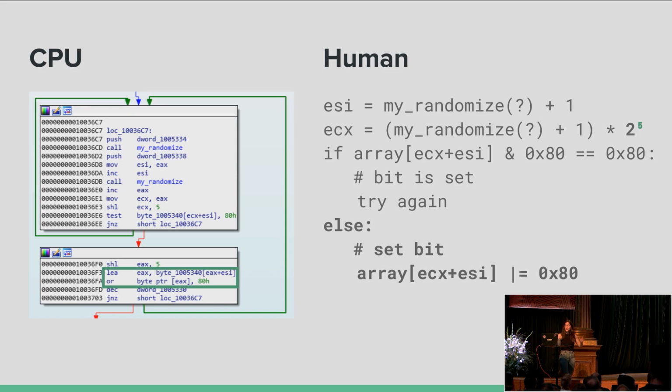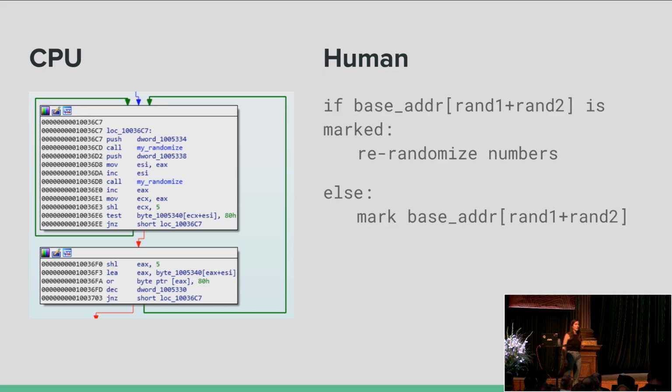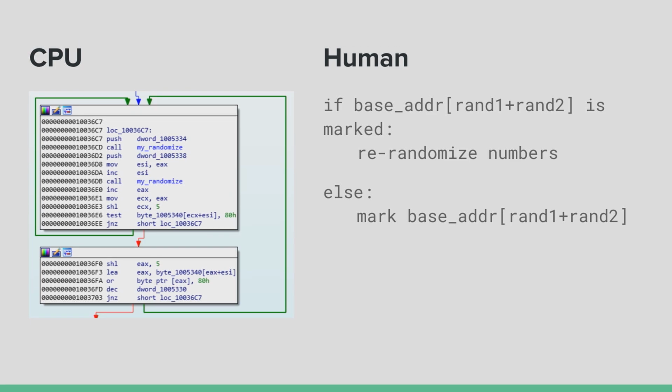And this is equivalent to setting the most significant bit in our byte in memory to 1. Now, this might have been a little complicated, but let's review it in a simpler way. So what do we do here? We randomize two numbers, rand1 and rand2, and we sum them up, and we use this as an index to a location in memory. And we see if this certain byte in memory has a certain bit set, its most significant bit. If it's already set, we just go back to the beginning and re-randomize two numbers. But if it's not set, we set it to 1.